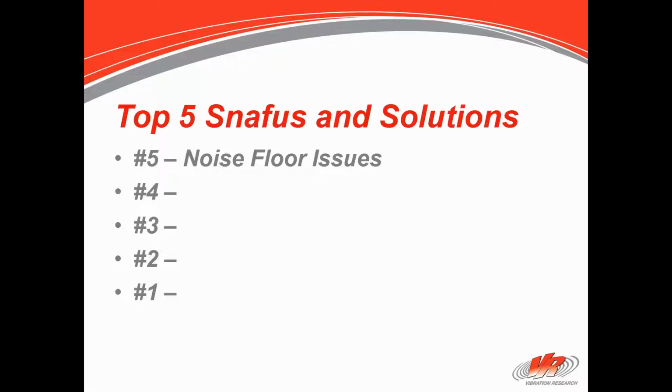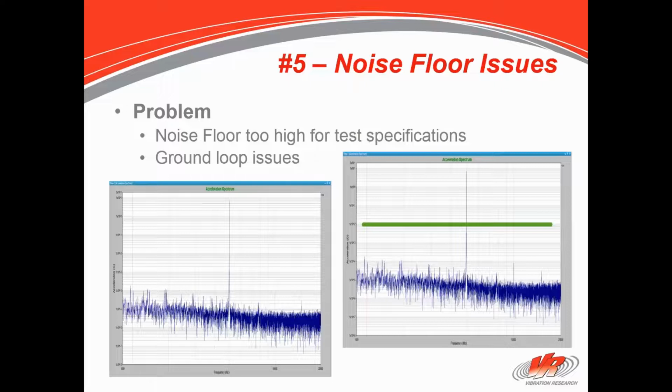Top 5 snafus and solutions. Number 5, noise floor issues. Sometimes you'll have a situation like this. You'll wake up your amplifier and shaker, look at your controller, and see there's this great big spike right here, in this case at 60 cycles. If you're using 50 hertz power internationally, it will be at 50 hertz. Well, that's power line noise. And the question is, is it going to affect my test?